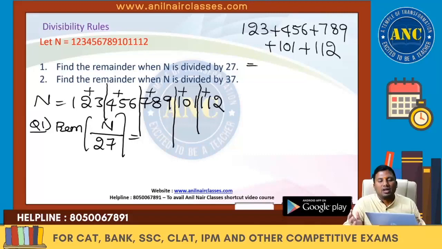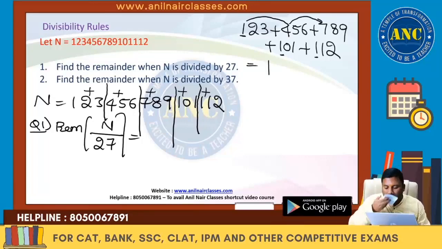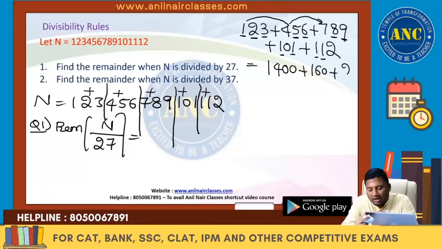How to add these numbers, right? You don't need to add 123 plus 456 directly. One is there in the hundreds place. 100 plus 400, 500. 500 plus 700, 1200. Plus 100, 1300. Plus 100, 1400. So this will become 1400. I worked with the hundreds place. Tens place: these is 20, these is 50. 20 plus 50, 70. 70 plus 80, 150. 150 plus 10, 160. I worked with the tens place. Units place: 3 plus 6, 9. 9 plus 9, 18. 18 plus 1, 19. 19 plus 2, 21. So these are nothing but 1581.